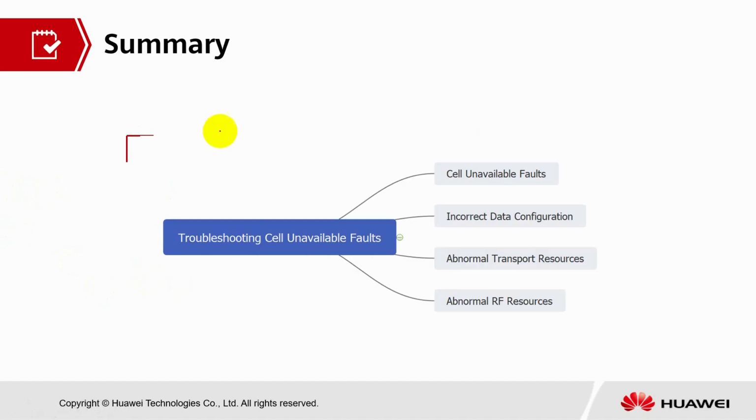So the summary for this section, troubleshooting cell unavailable faults. Over here we discussed cell unavailable faults that could be due to incorrect data configuration, abnormal transport resources, and abnormal RF resources.